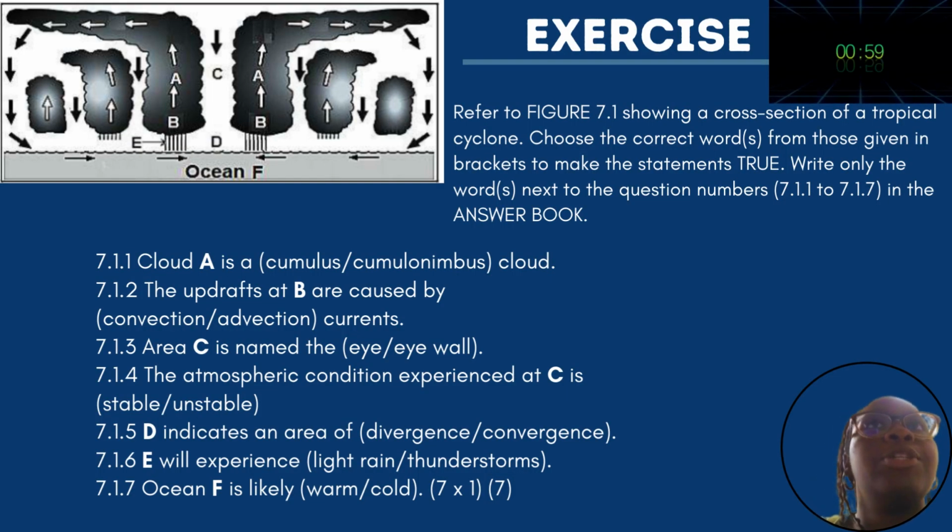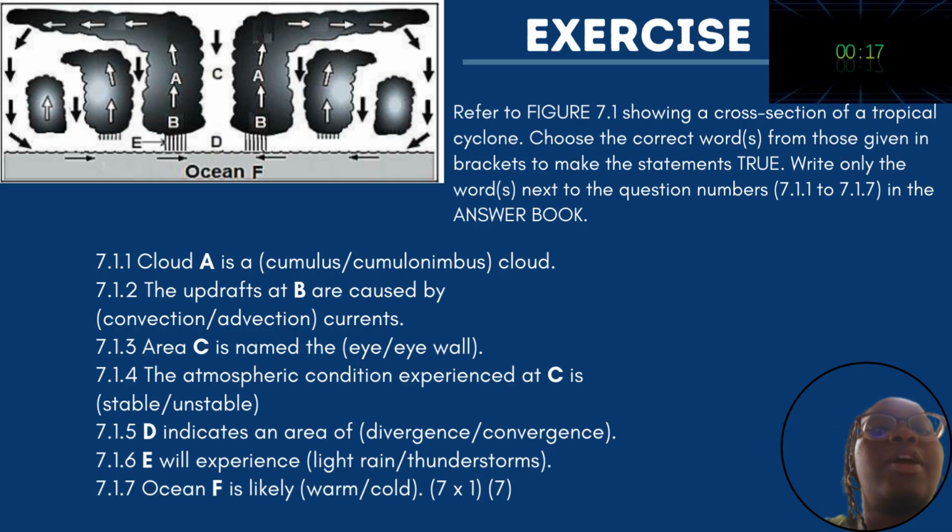Right, so we're supposed to use Figure 7.1 to choose and describe based on the images, using the words that are there. So 7.1.1 says cloud A is a... obviously that's a cumulonimbus cloud. That's what we'd expect in that region. 7.1.2, the updrafts at B are caused by convection currents, right? We never talked about advection currents, but it's convection currents at B. And then area C, because that's the center, is the eye. Area AB would be the eye wall, or at the edge of that.